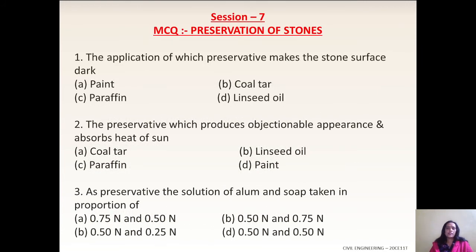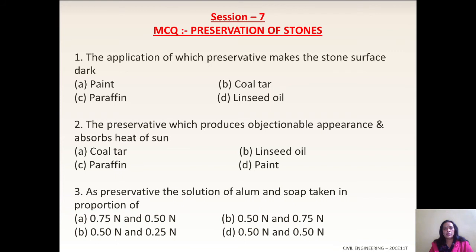So far we have discussed the preservatives, what should be the use, and the decays. We are not going in depth with the decay and retardation of stones. The major intention is the preservation of stones. We have to discuss some questions based on the preservatives. The application of which preservative makes the stone surface dark? A paint, B coal tar, C paraffin, D linseed oil?